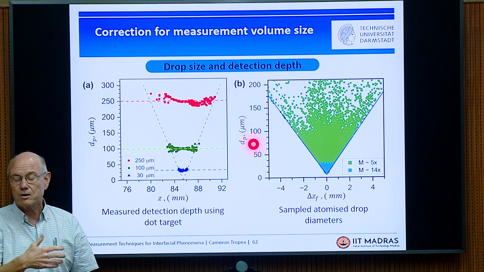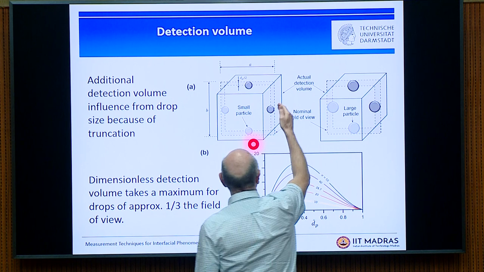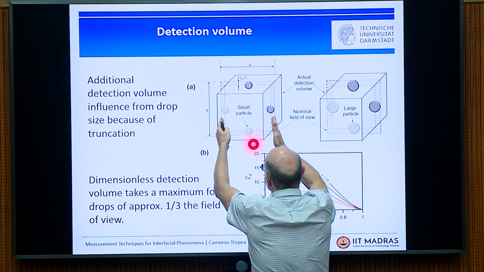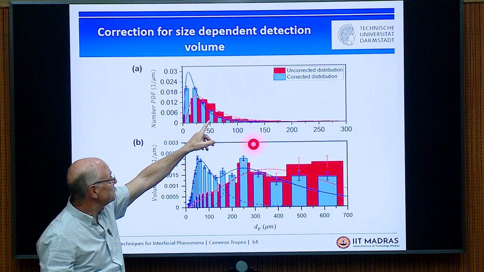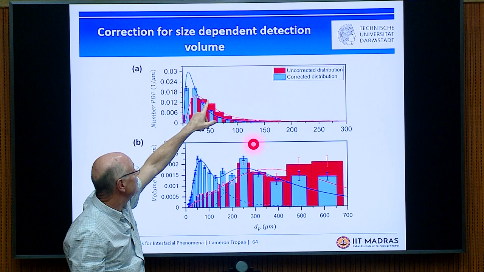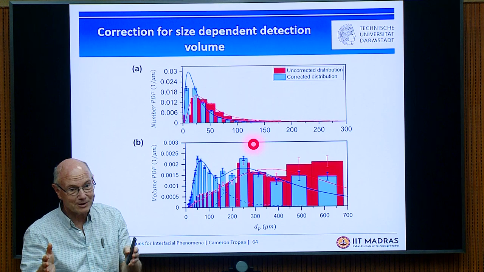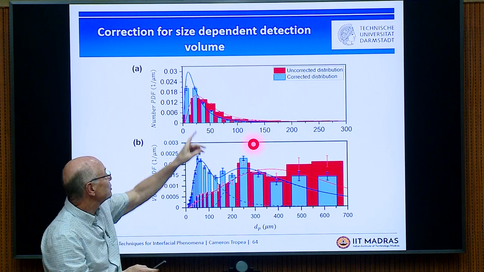And you have another effect. I just talked about the Z, in and out of focus. Of course, as the particles get bigger and you truncate the corners, the field of view also gets smaller, but that doesn't make much of a difference in all of this. This is more or less my last point: if you don't correct for that volume size, you get this distribution of particles. I counted small particles over a smaller volume than large particles, so I have to correct the distribution. Then you get the blue line, and the uncorrected is the red, and you see there's a huge difference.